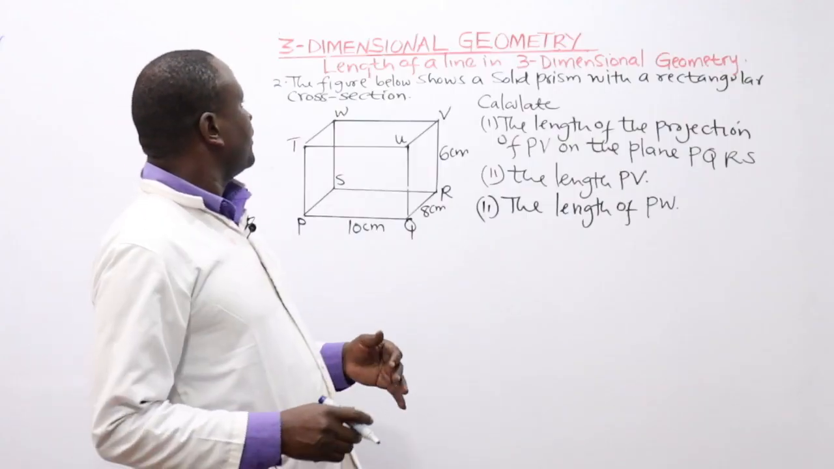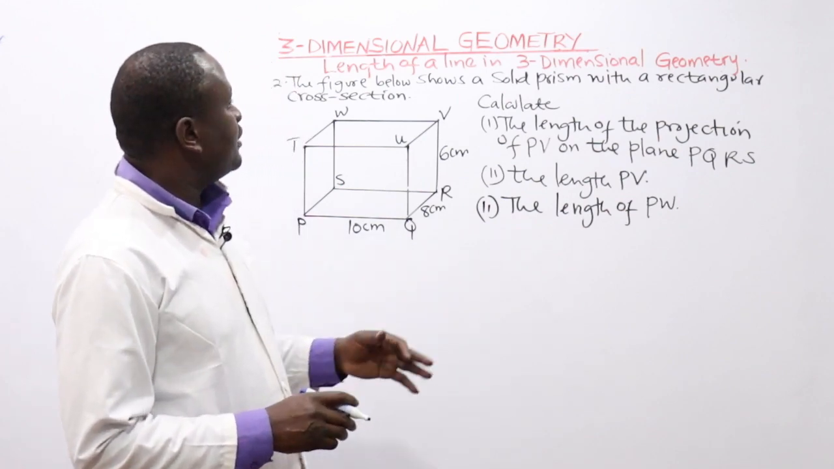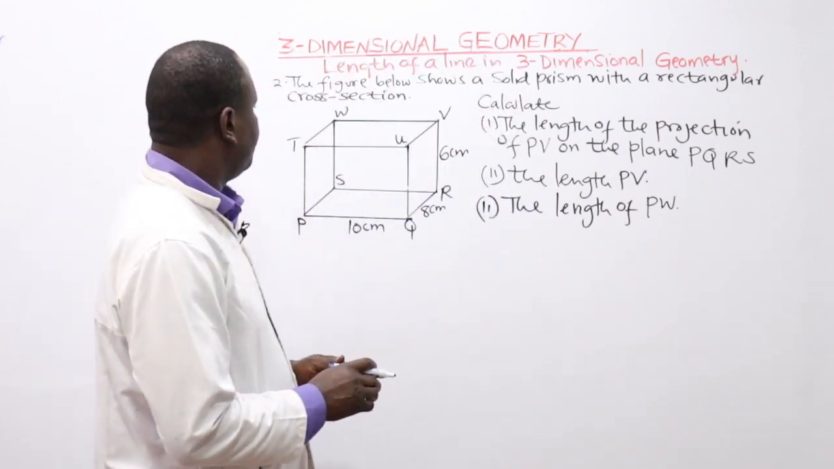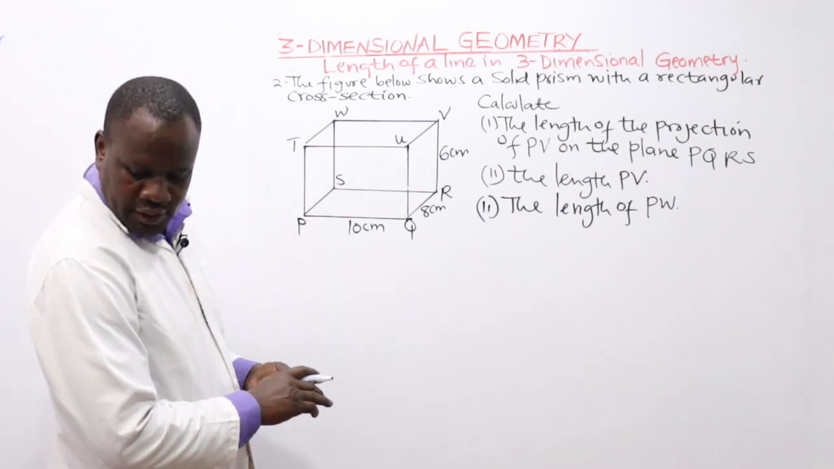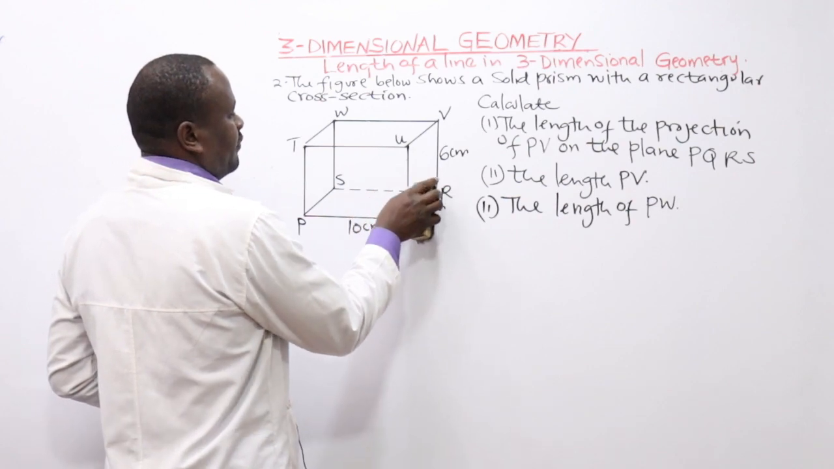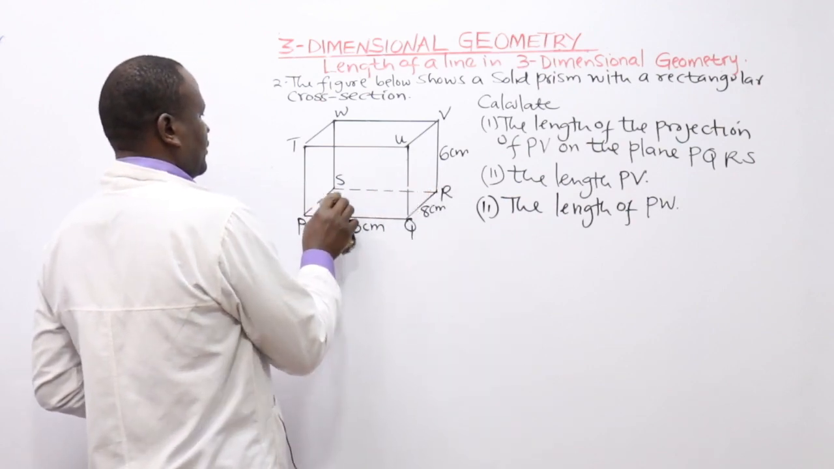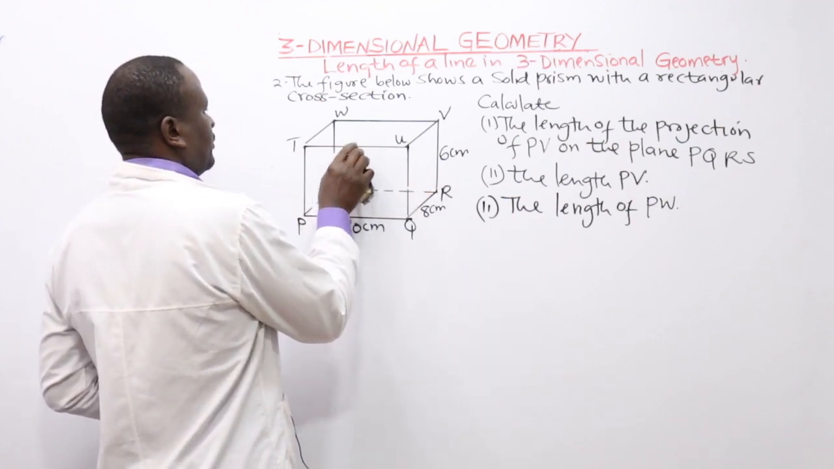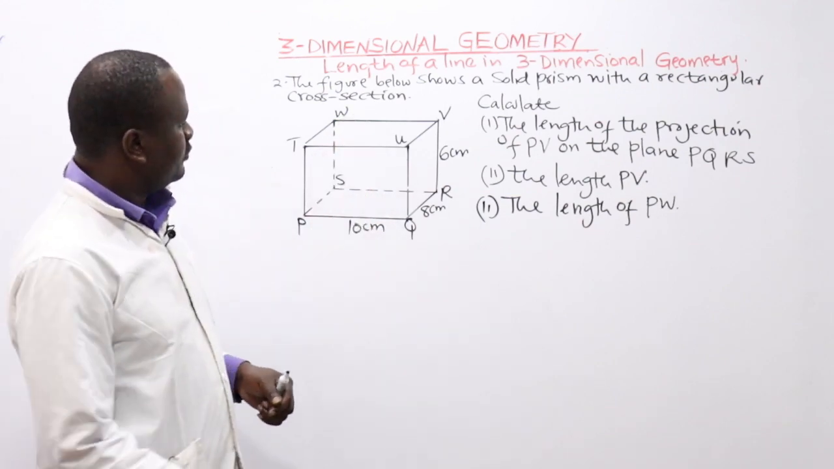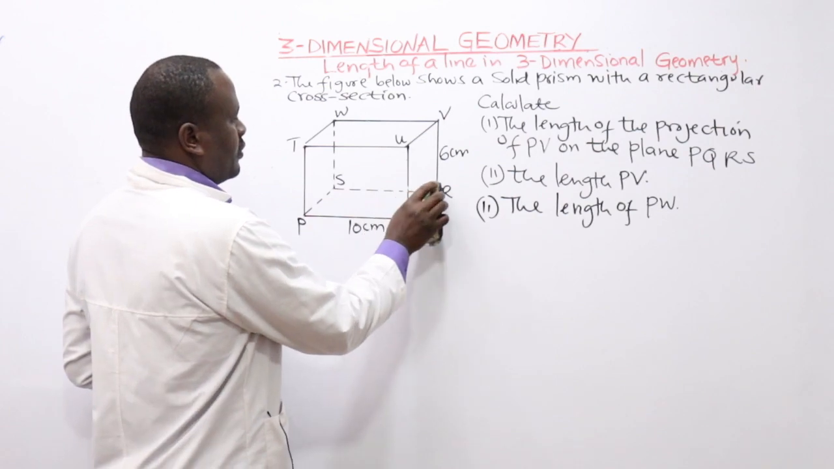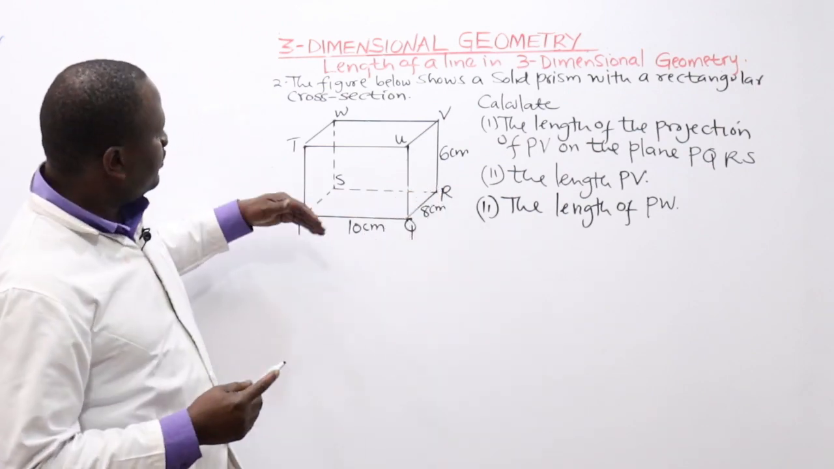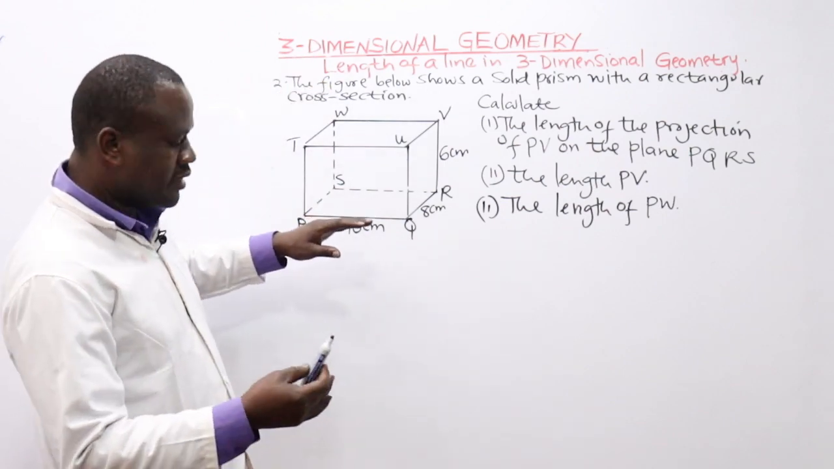Question 2. The figure below shows a solid prism with a rectangular cross section. You can see the parts that are hidden have broken lines to show that they are hidden. It's like a box. So the other side that is hidden cannot be seen.